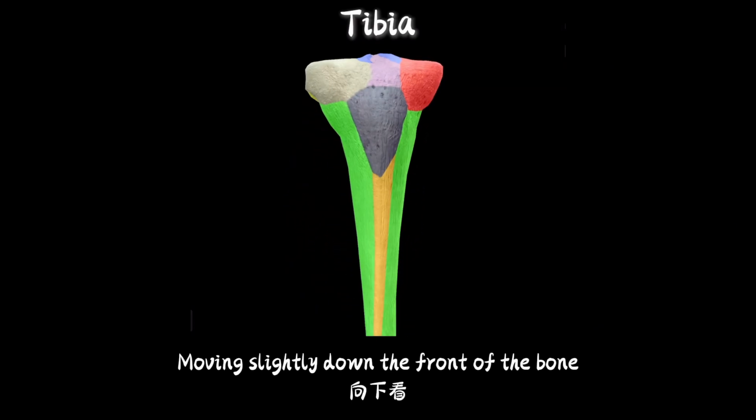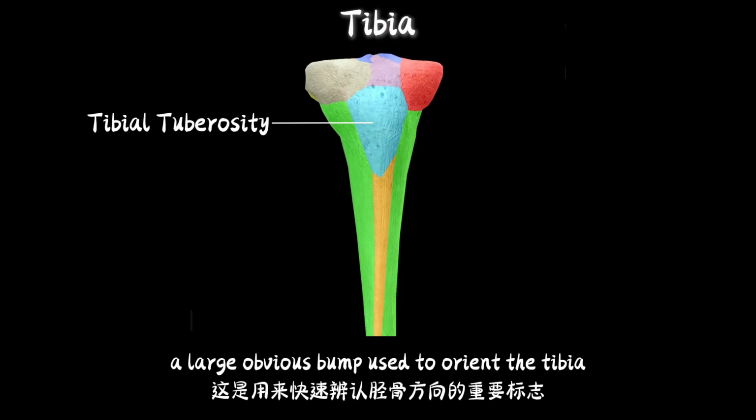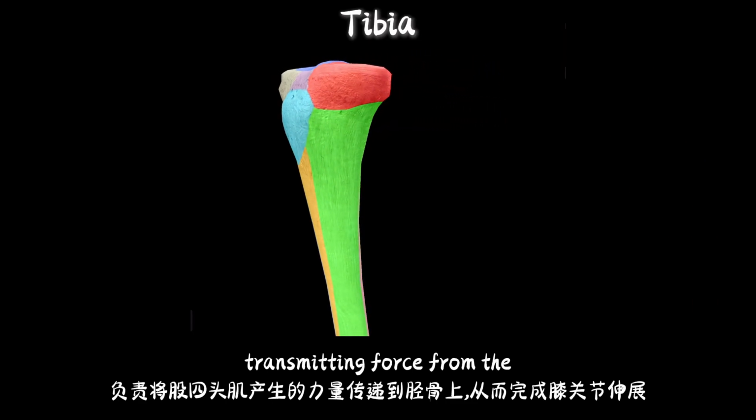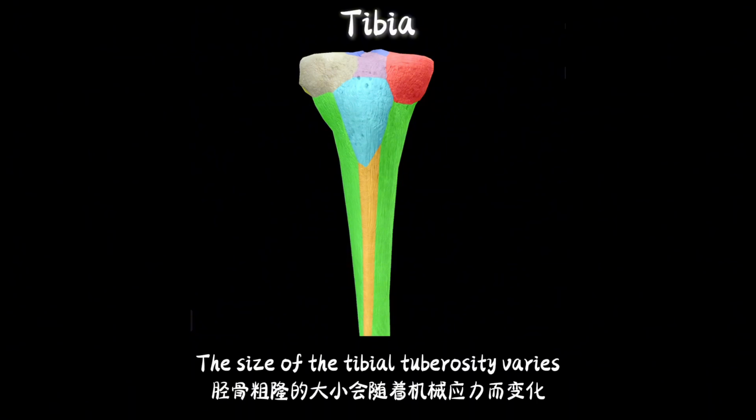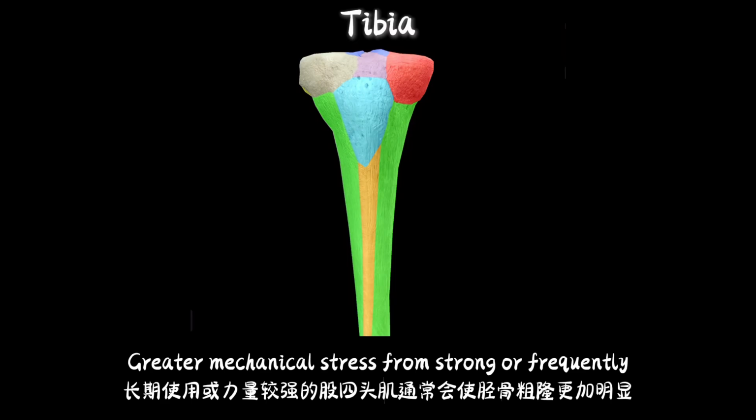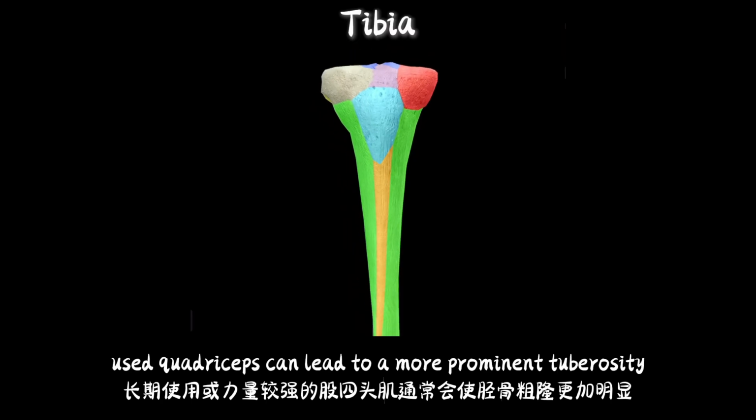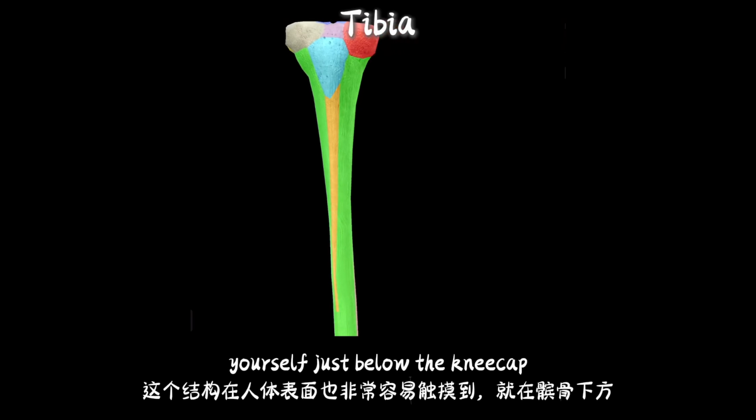Moving slightly down the front of the bone, you'll find the tibial tuberosity, a large, obvious bump used to orient the tibia. This is where the patellar ligament attaches, transmitting force from the quadriceps to extend the knee. The size of the tibial tuberosity varies. Greater mechanical stress from strong or frequently used quadriceps can lead to a more prominent tuberosity. You can easily feel it on yourself, just below the kneecap.